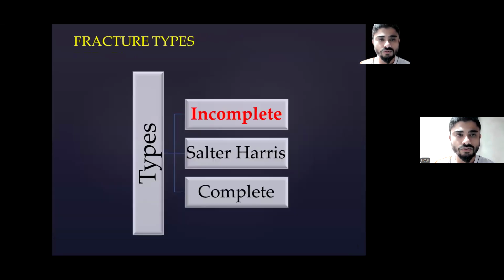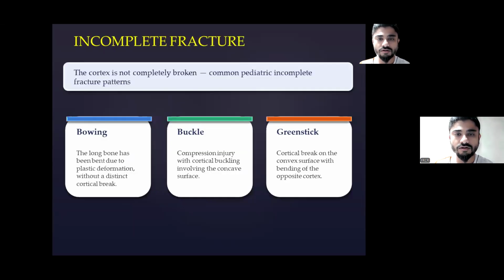Okay. So coming to the types of fractures first. We are dealing with three kinds of fractures. First is incomplete, second is Salter-Harris fracture, and third is complete fracture. So we will go step by step. First, we will be discussing incomplete types of fractures. What is an incomplete type of fracture?